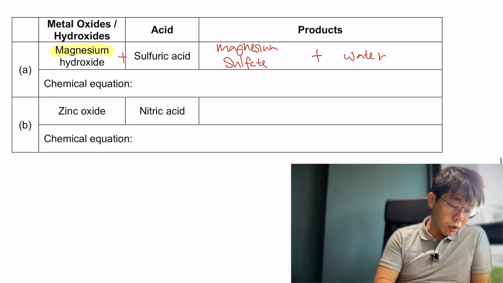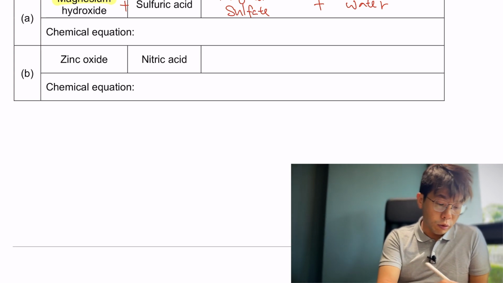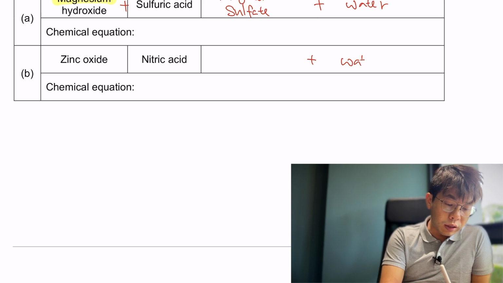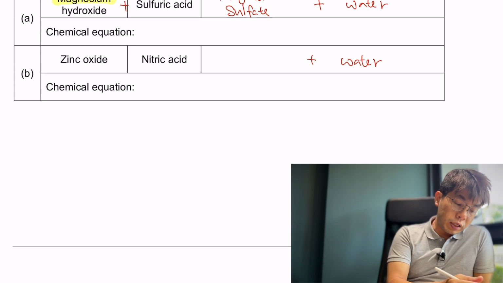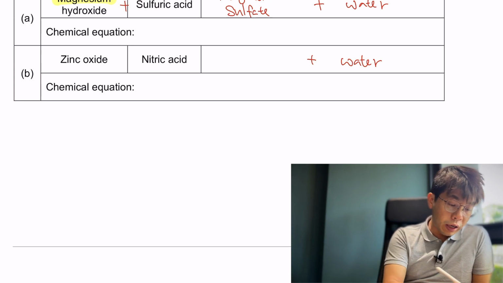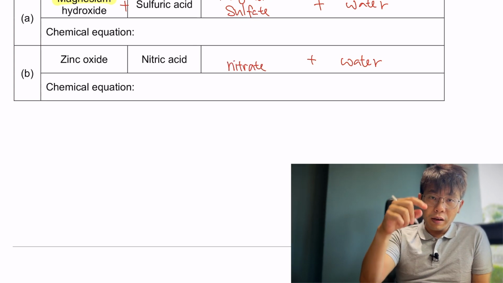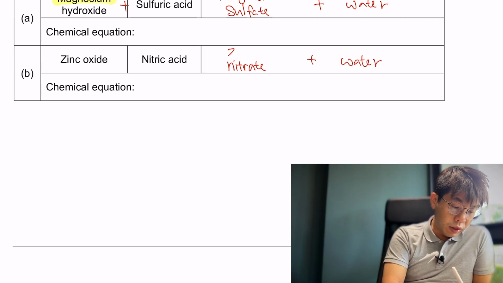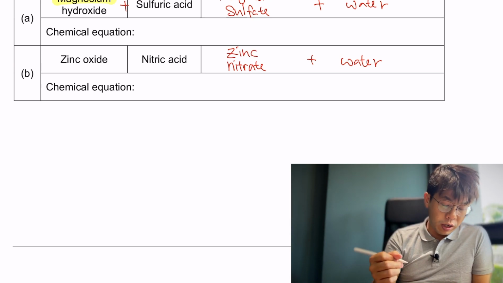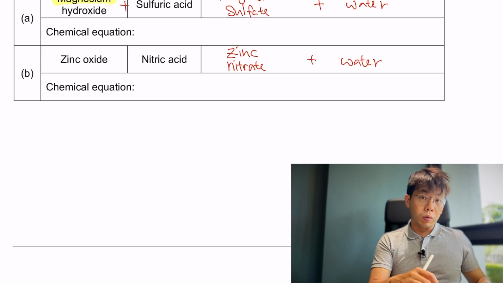Let's try the next one. We've got zinc oxide, which is a metal oxide, a base, and it will react with the acid to form salt and water only. Now, what is the name of the salt? Over here, we have nitric acid, and all nitric acid reactions will form a nitrate salt. So zinc oxide with nitric acid will give me zinc nitrate. All right, so that's the definition of a base. It will form salt and water only.